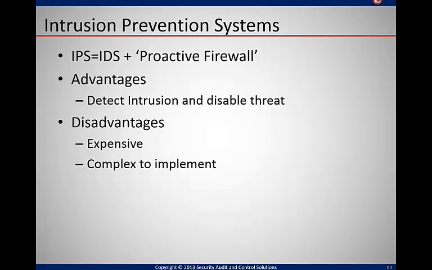But also, when we look at intrusion prevention systems in an environment, basically an intrusion prevention system is an IDS with a proactive firewall. The advantage here is it can detect an intrusion and disable that threat. The disadvantages are that it is usually very expensive, it's complex to implement, and it can also be used by a hacker to create a denial of service in an environment.